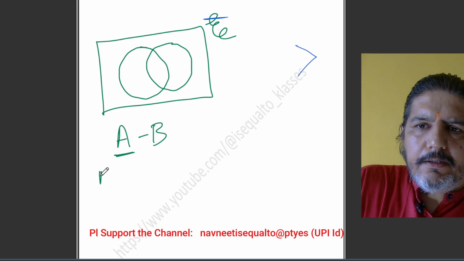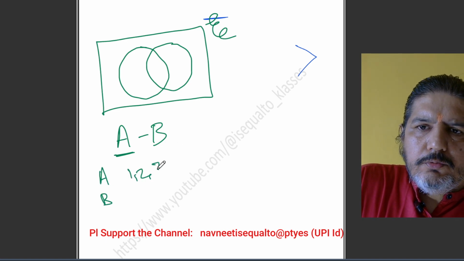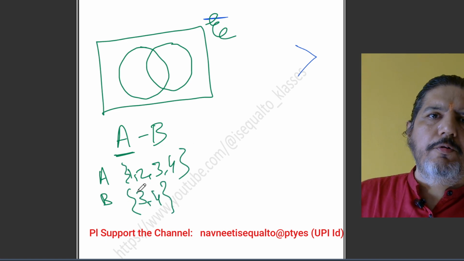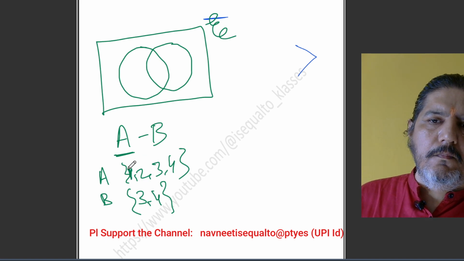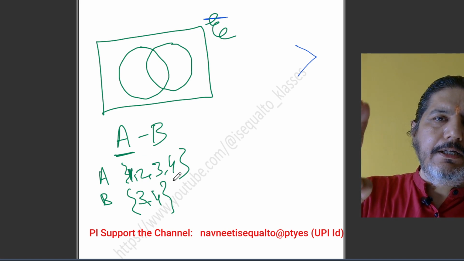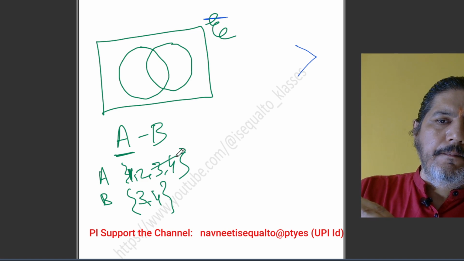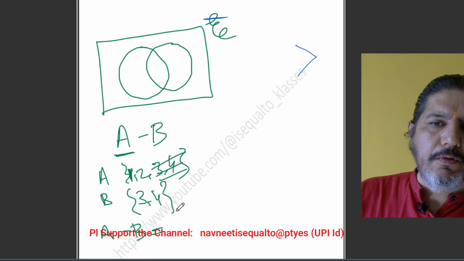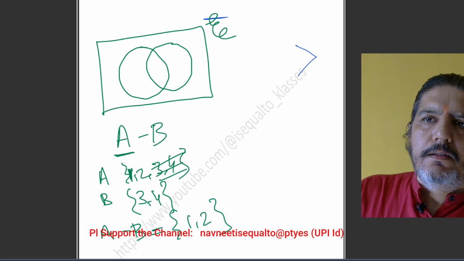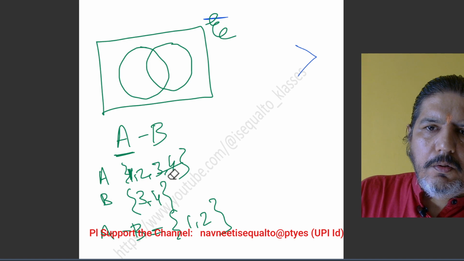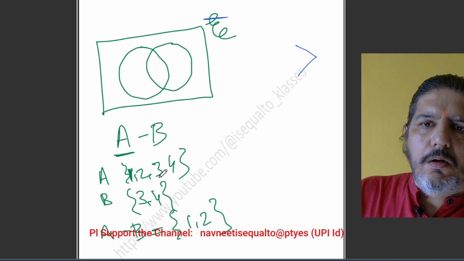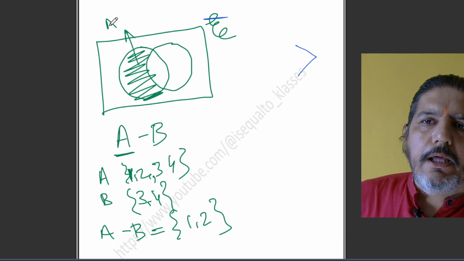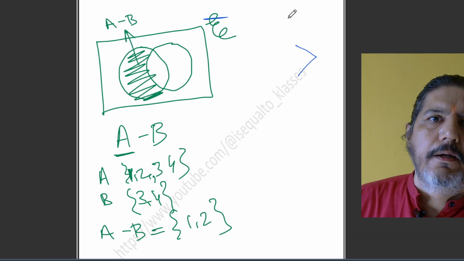I'll form a small example and then we can discuss. For example, A is 1, 2, 3, 4 and B is 3, 4. Now what would be A minus B? From A, take out the elements which are there in B also. So 3, 4 are there. So take out those. So that is how A minus B would look like. The answer would be 1 comma 2. So basically this is what A minus B will look like.